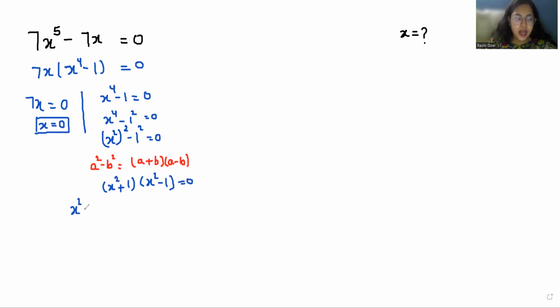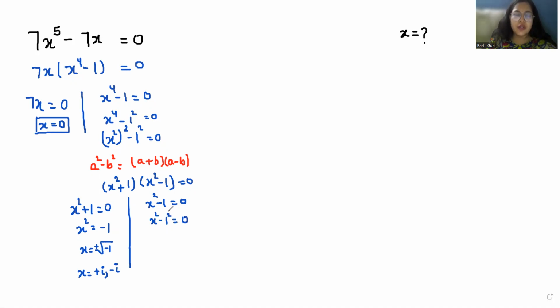So first case is either x^2 + 1 is equal to 0 or x^2 - 1 is equal to 0. So x^2 is equal to -1, x is equal to square root of -1. So square root of -1 is iota. So plus iota or minus iota. And here x^2 - 1^2, we can write it as equal to 0.